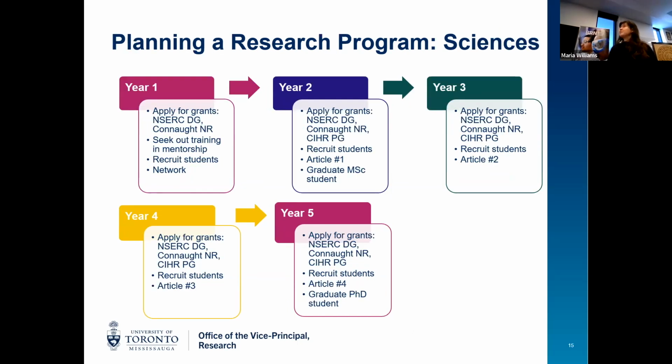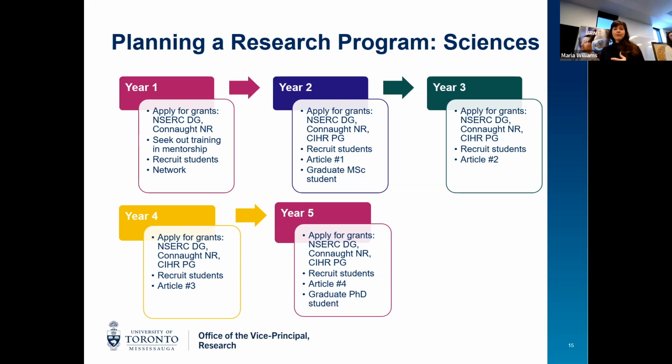And so I came up with something similar for the sciences. Again, this will also vary throughout STEM, because research programs and generating research results can really vary from field to field. But in your first year, you will probably apply for an NSERC Discovery Grant, unless it really doesn't make sense for your work. And that's because NSERC Discovery is the foundational grant in Canada for many of the sciences. And you might also apply for a Connaught New Researcher Award. You will probably be recruiting students, and you might also look to network to start to find collaborators for your work.